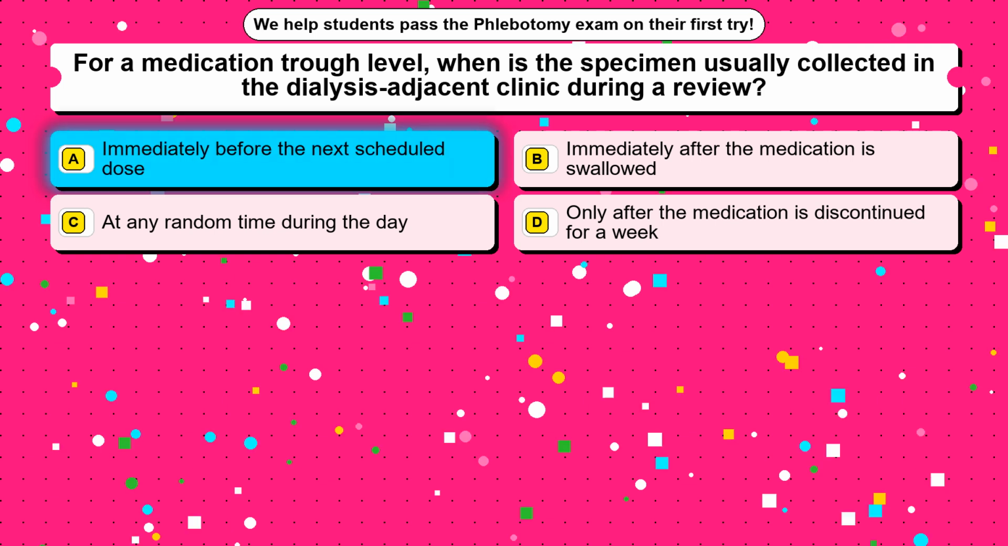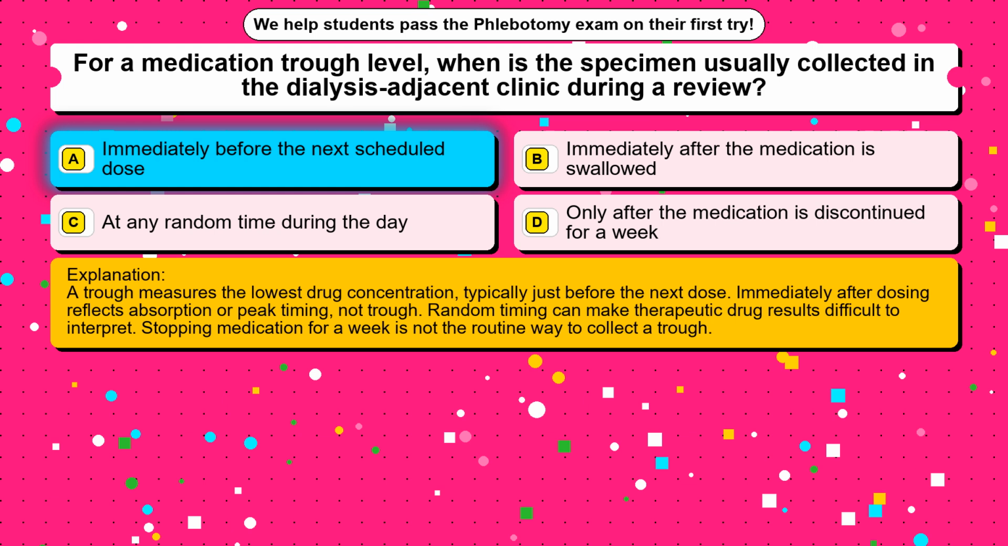The correct answer is option A. Immediately before the next scheduled dose. A trough measures the lowest drug concentration, typically just before the next dose. Immediately after dosing reflects absorption or peak timing, not trough. Random timing can make therapeutic drug results difficult to interpret. Stopping medication for a week is not the routine way to collect a trough.